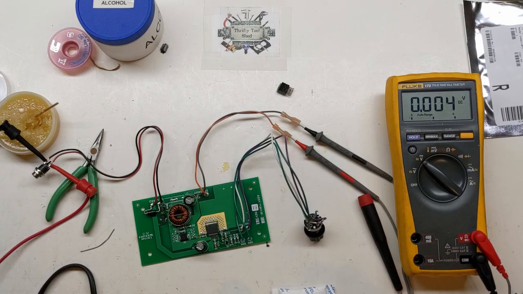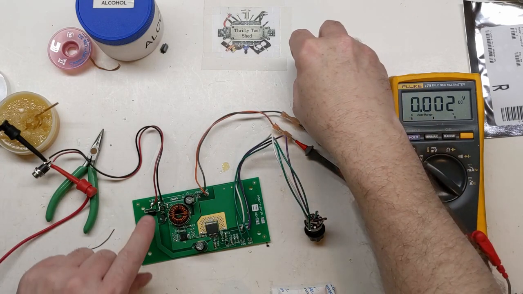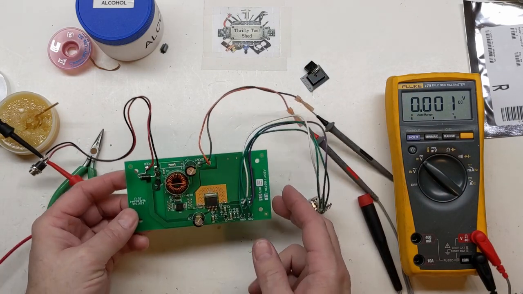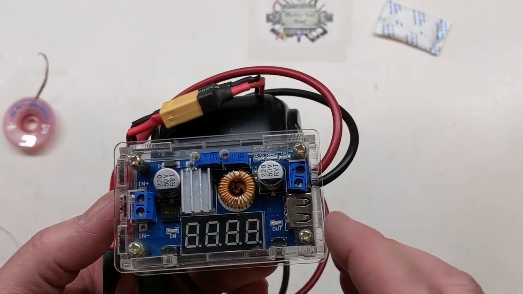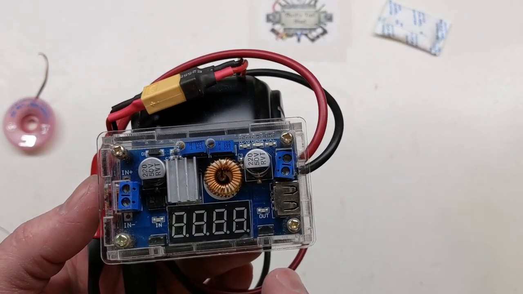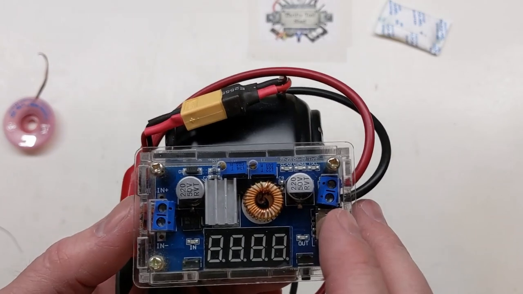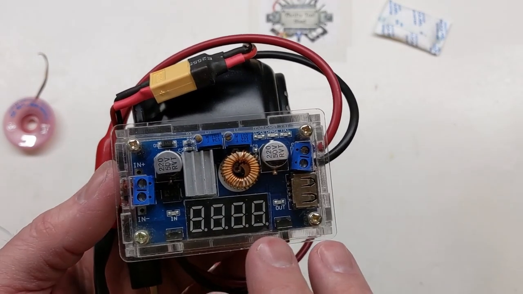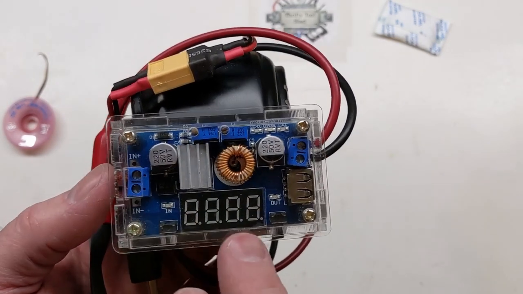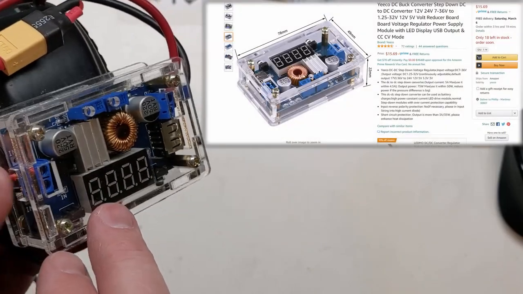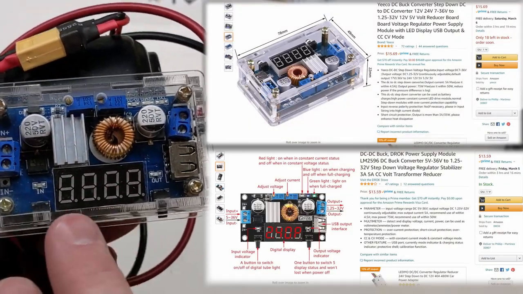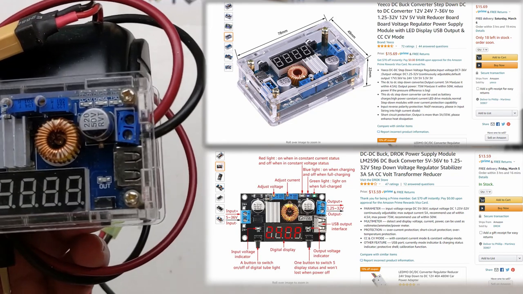Well, there we go. That little switcher chip, along with the diode, just to make sure the protection is there, it did fix this board. And actually, this is one of those applications where the chip cost almost as much as something we could have retrofitted. I did a video a while back on this little Yeeco, and I think Drok makes one similar as well. It's just a little DC to DC buck converter.